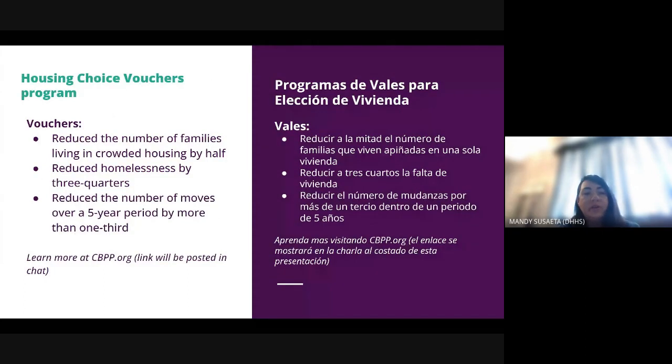Housing choice voucher program. I went over, oh no, I didn't go over any of this. I apologize. So the vouchers reduce the number of families living in crowded housing by half. They also reduced homelessness by 3/4. And they reduced the number of moves over a 5-year period by more than 1/3. Next slide.